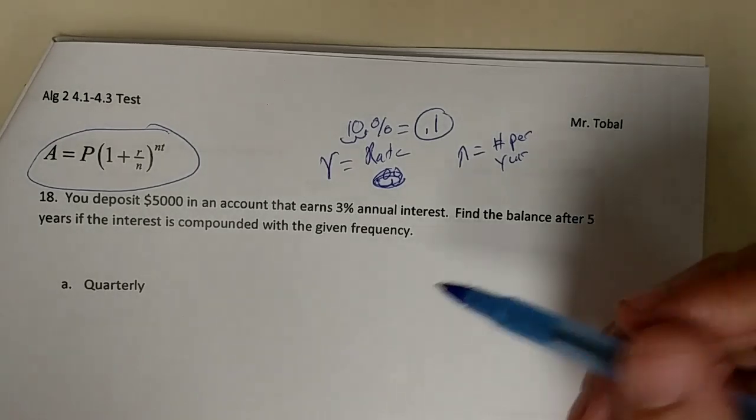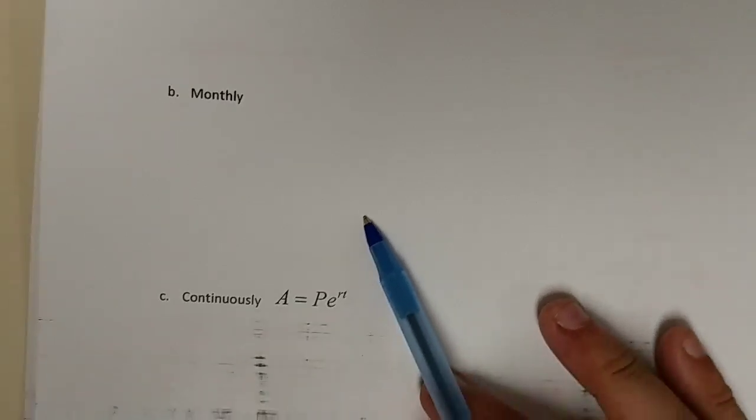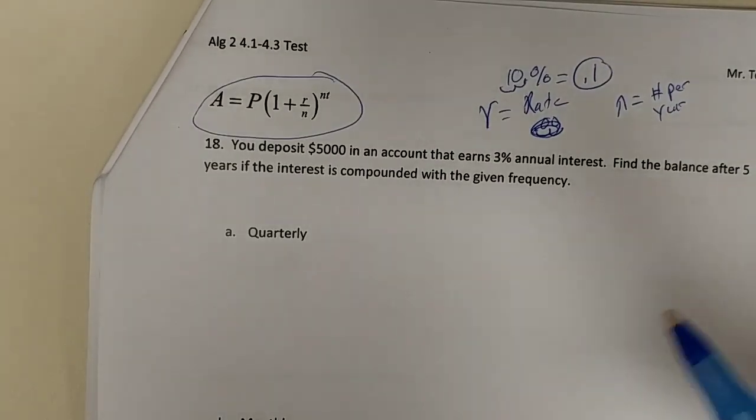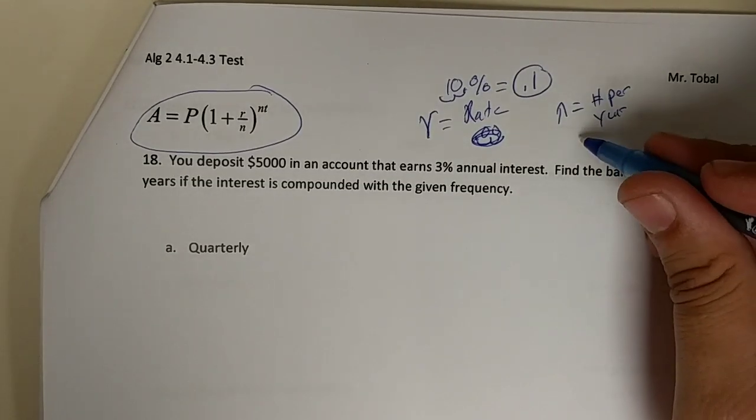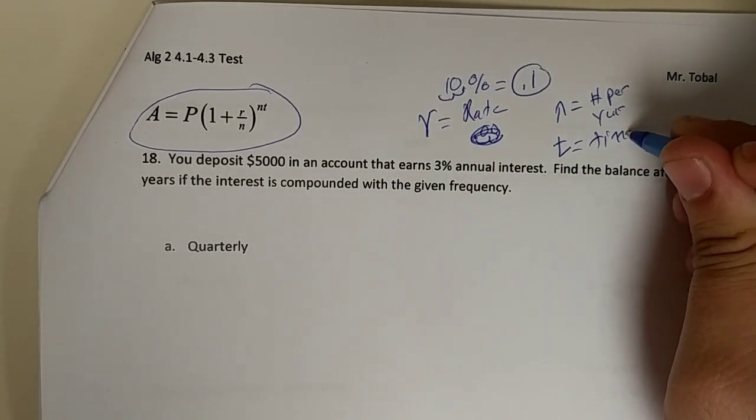Now N is going to be important because in the continuous one, there's no N, because you're going on for an infinite amount of times throughout the year. So N has to be the one that means how many times a year. And then you have T. T is just time, typically in years.